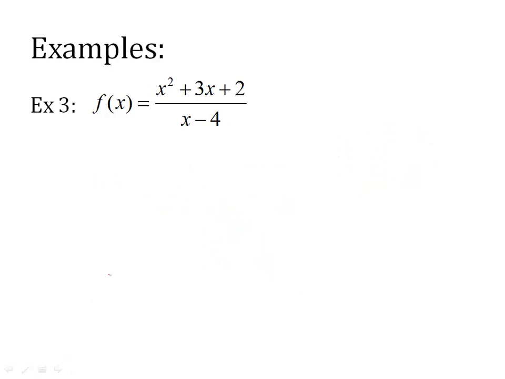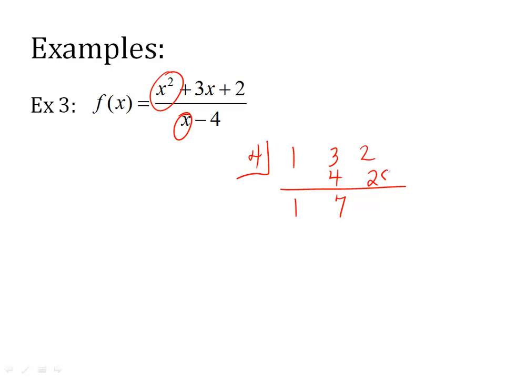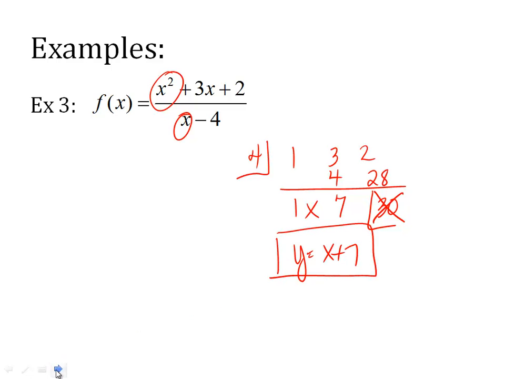Alright, look at this one. It's another BOTN, big on top. Thankfully, the bottom is linear, so I can use good old synthetic. So I use 4, 1, 3, 2, divide it out. 1 times 4 is 4, 3 plus 4 is 7, 7 times 4, 28, plus 2 is 30. So ignore the remainder, add your powers of x. So y equals x plus 7. There is my oblique asymptote.